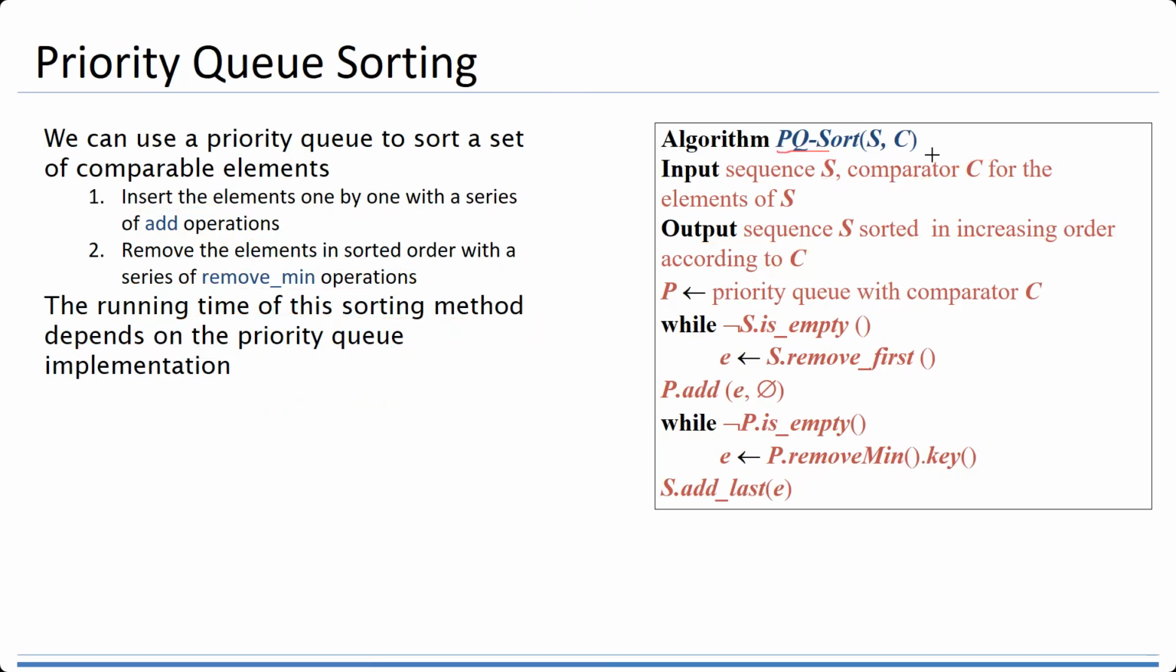So using the priority queue sort means that we are placing the P, which is the priority queue, with the comparator C. So if S is not empty, then remove the first element and then add it to P, until S is empty. Then when P is not empty, remove the minimum with the key, and then add it at the last of S.